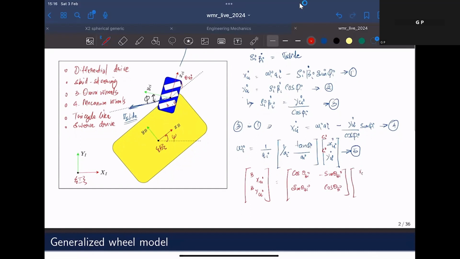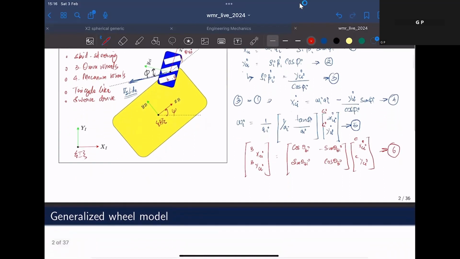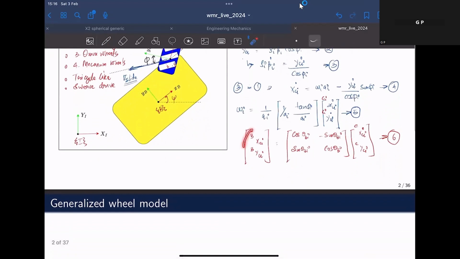This is multiplied by xci dot, yci dot, represented with respect to frame C. And this is exactly the term that we have over here: xci and yci represented with respect to frame C is the vector term on equation 5. Then we can substitute xci dot and yci dot with respect to frame B onto this equation.